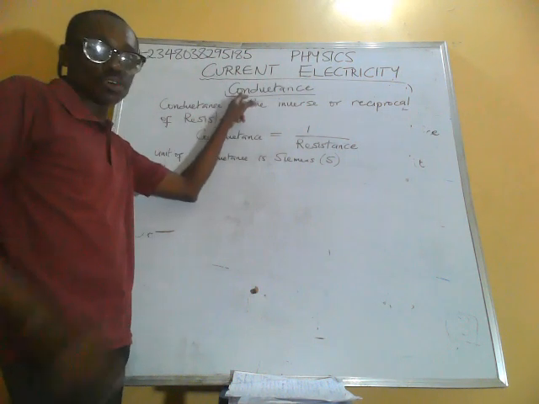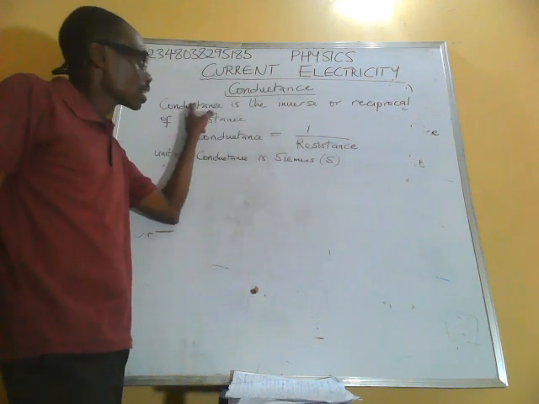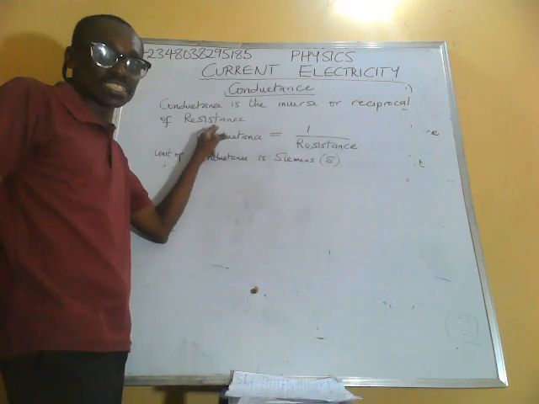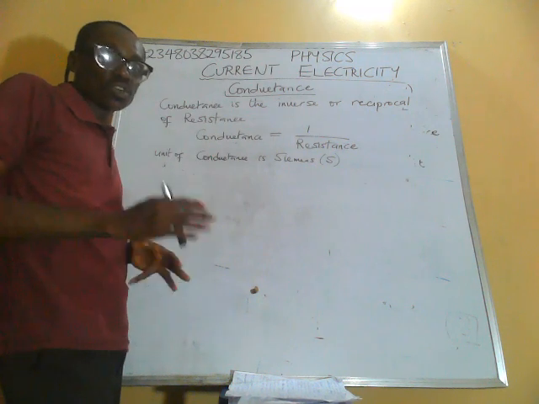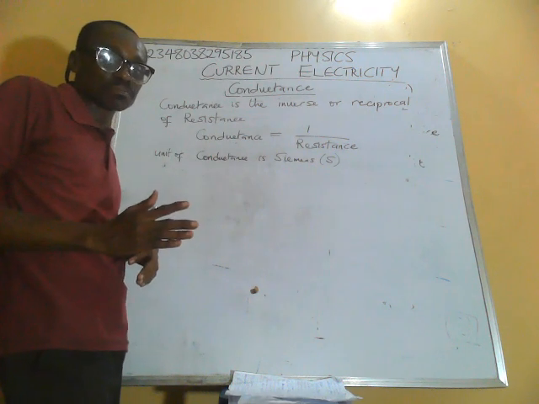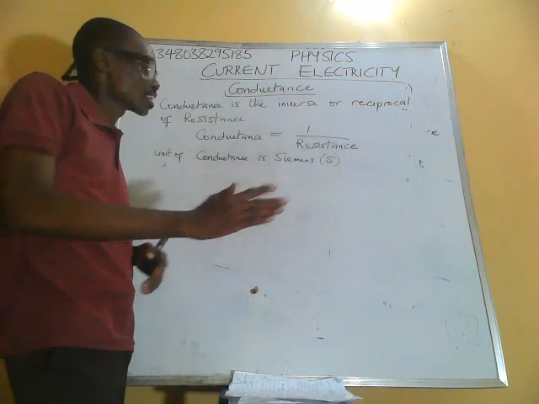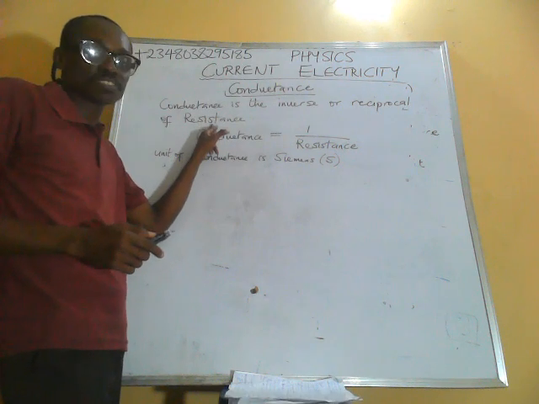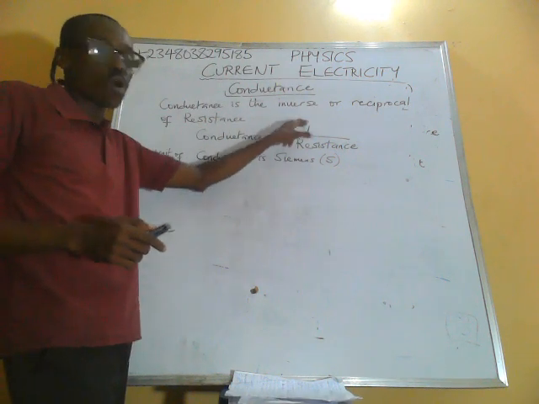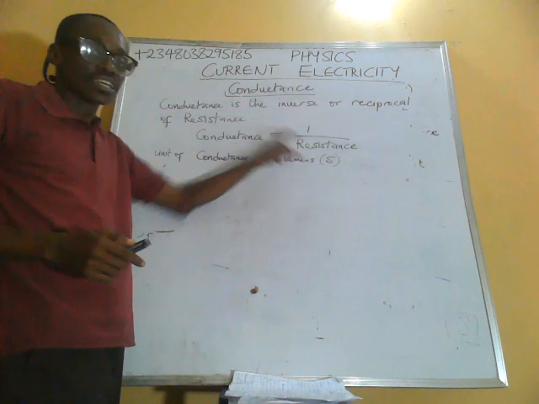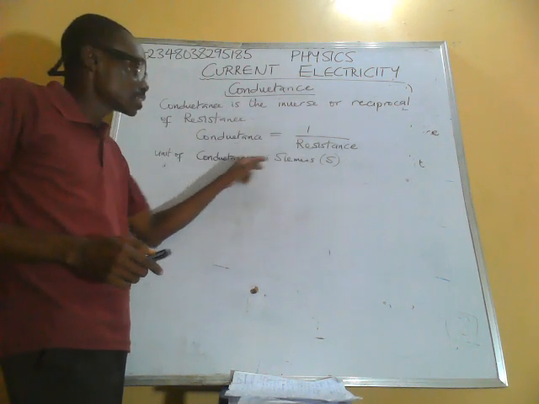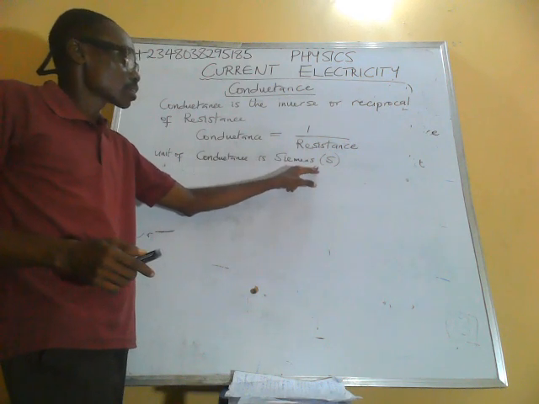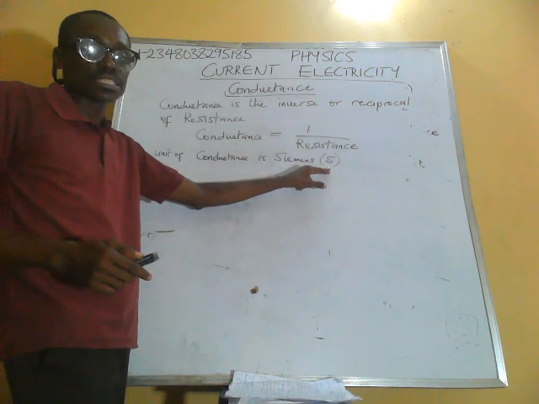So conductance, what is conductance? Conductance can be defined as the inverse or reciprocal of resistance. That means conductance has to do with the ability to conduct. Resistance opposes. Conductance is the inverse or reciprocal of resistance. Conductance is equal to 1 over resistance. The unit of measuring conductance is Siemens. The symbol is capital S.